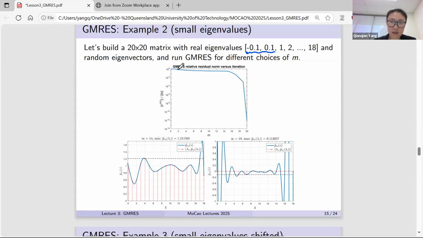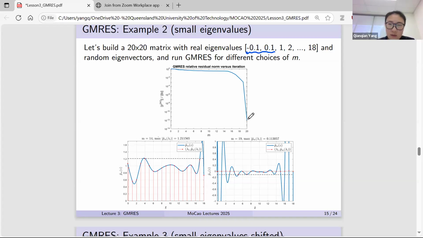So again, there's not much happening. Especially for small m, where m is 6, 8, 10, not much happening. The relative residual is still quite high till the very end, when m is maybe 19, or of course 20, where it converges and gets the exact solution.